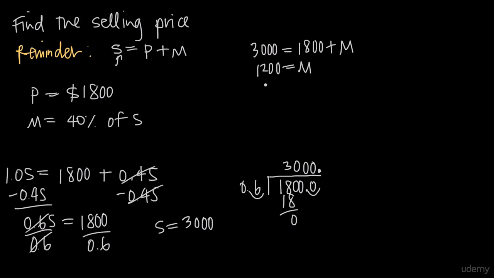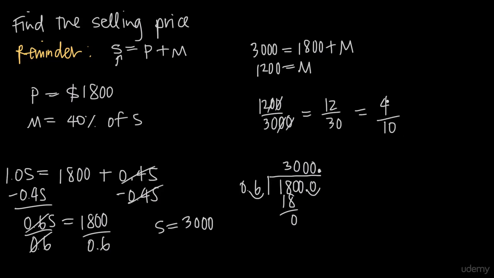Well, if 1,200 is in fact 40% of 3,000, then 1,200 divided by 3,000 should reduce to 4 over 10. So let's see if it does. We get 1,200 over 3,000. If we cancel 2 zeros, we're going to be left with 12 over 30. We're just reducing our fraction here. If we divide both of these by 3, we're going to get 12 divided by 3 is 4. We're going to get 30 divided by 3 is 10. And in fact, we do get 4/10.